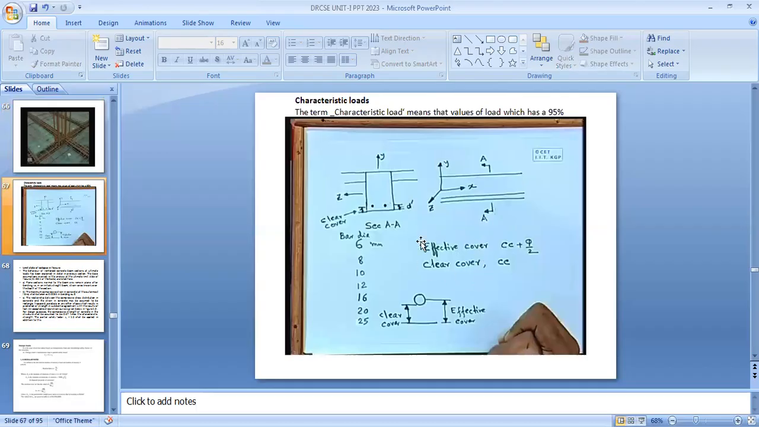So here you can see effective cover. What is the effective cover? What is the clear cover? Clear cover is denoted as CC. Effective cover is clear cover plus half the bar diameter. So that is the bar diagram. From here you can see the circular shape indicates the rod, and the cover of the rod is from the edge to this clear cover, and from the center of the rod to the topmost edge or bottommost edge.